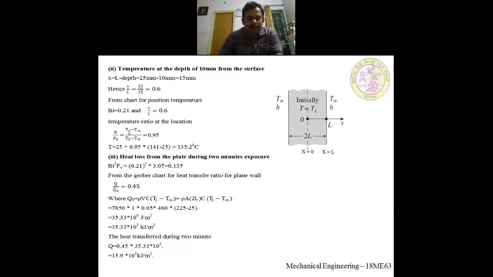Next, heat loss from the plate during 2 minutes exposure. You have to calculate Bi squared times Fourier number. Biot number you have calculated 0.21, Fourier number is 3.07. Okay, next, you remember this 0.135, Bi squared into Fourier, again I am going for the chart.